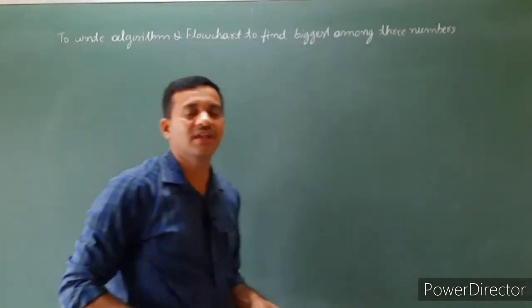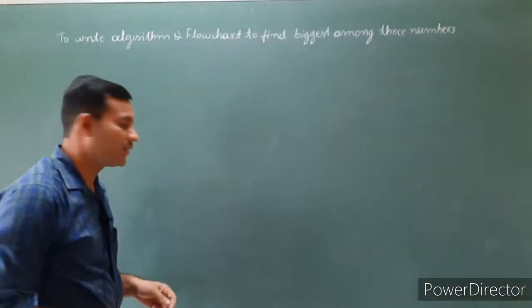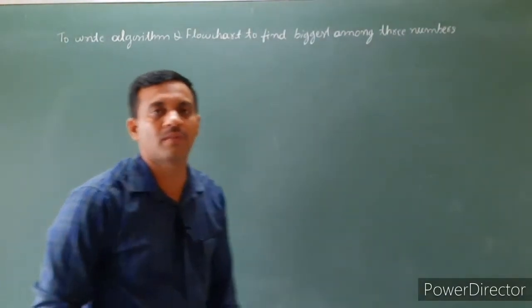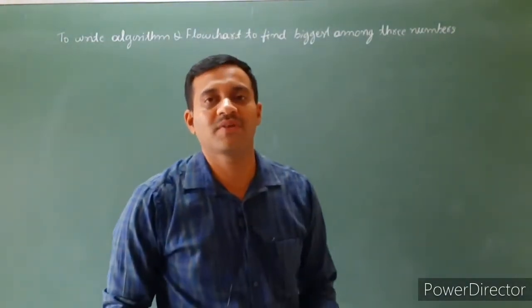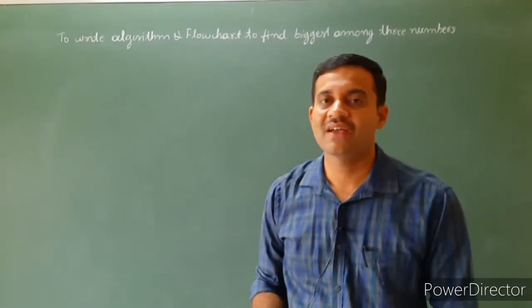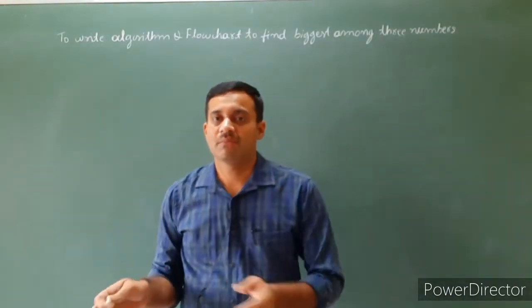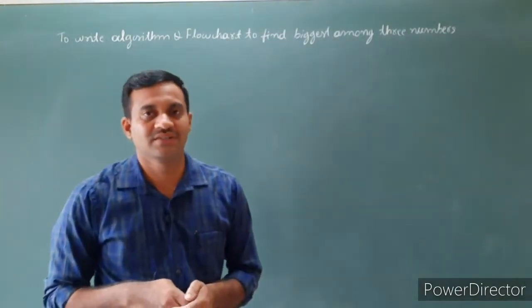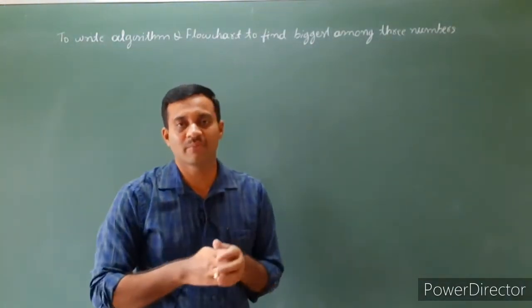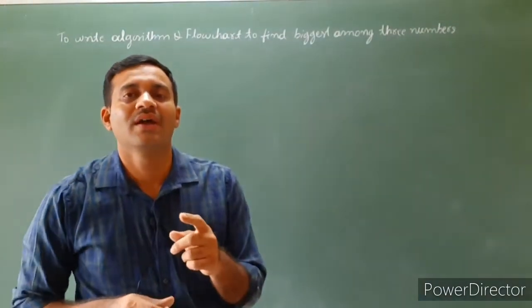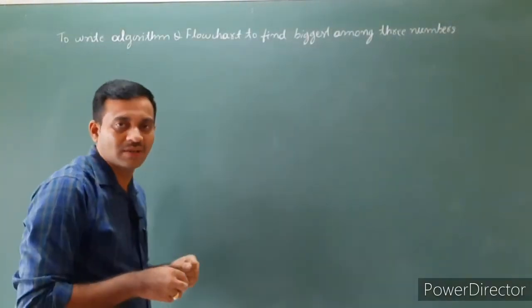Biggest among 3 numbers. Carefully observe the problem definition. Your problem definition is you have to choose a single number from 3 numbers. So the inputs are 3 numbers. Out of the 3 we have to select only one number, that is the biggest number.